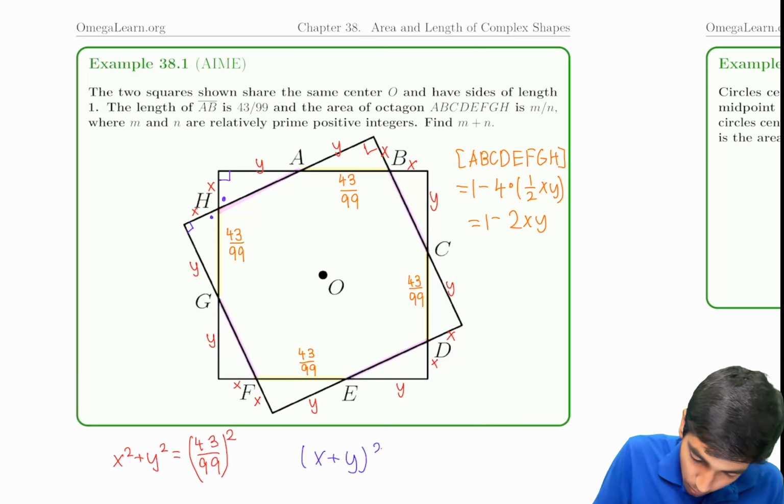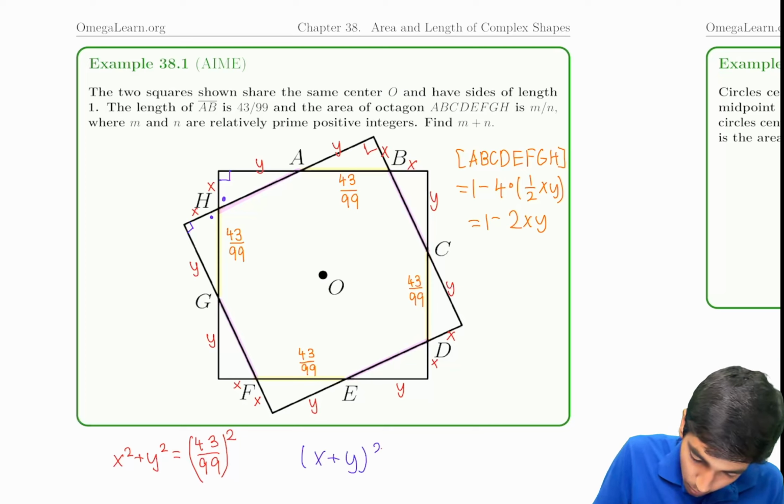Well, what is the value of x plus y? Take a look at our diagram here. Really the only lengths we're given are 43 over 99 and 1. Can we use this to somehow find x plus y? Let me draw it again. 43 over 99, 1.